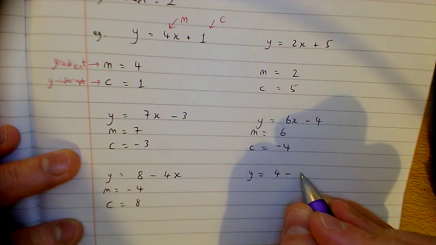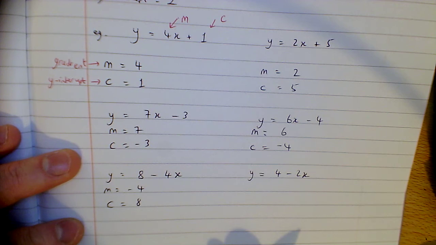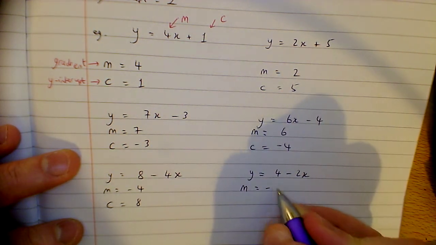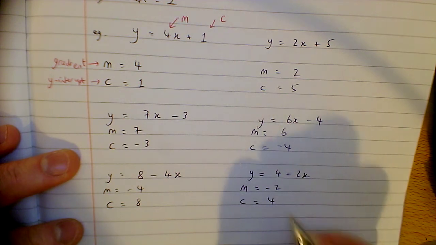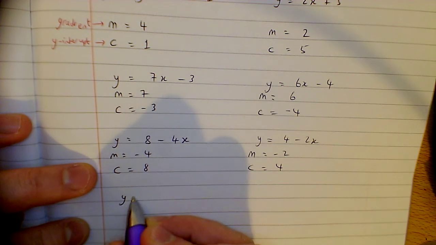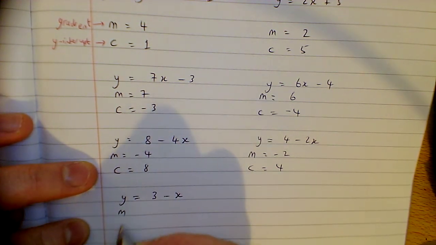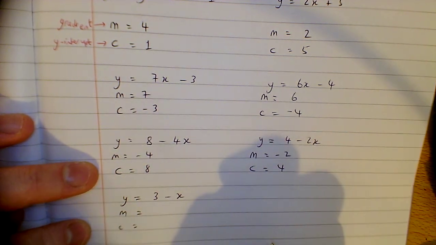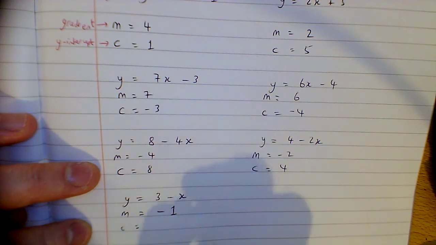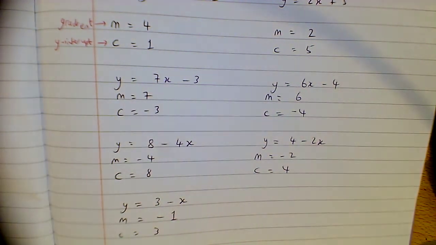Y equals 4 minus 2x is your example. Pause the video and have a go. Okay, hopefully you did m equals minus 2 and c equals 4. Again, it's been swapped. And we will just do one more actually. Y equals 3 minus x. We want m and c. M is minus 1. That's minus 1 there. And c is 3. Okay.